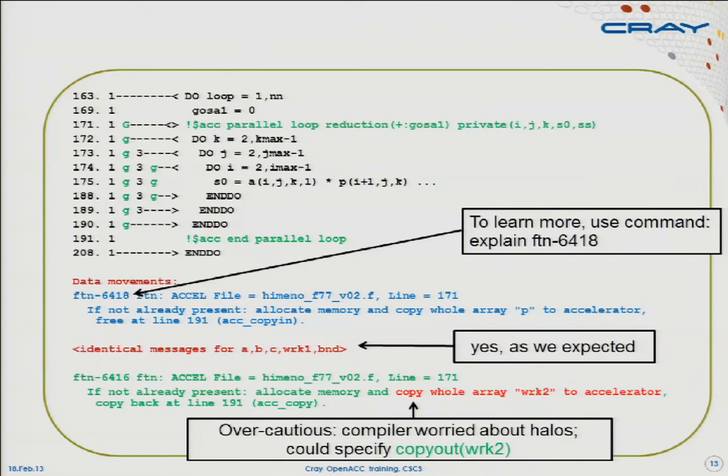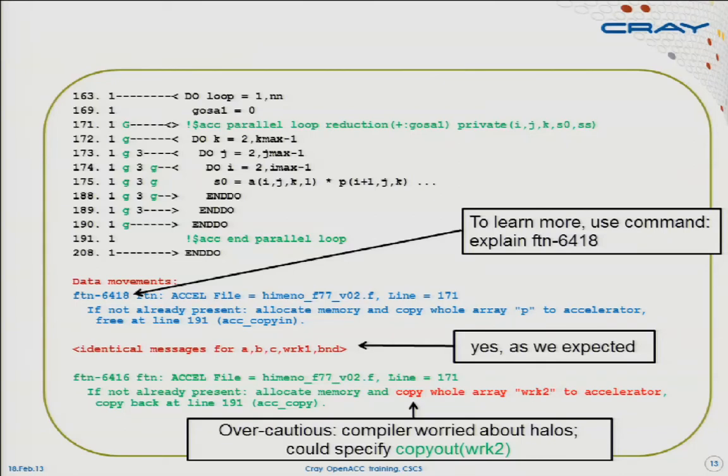Underneath this source listing, you'll find a set of measurements, a set of messages. Each of them has a little thing at the beginning that you can use the explain command for. It gives you the line number. And it says at the start, if it is not already present, allocate memory and copy the whole array P to the accelerator. And at line 191, the end, you should free that memory, but not copy it back. That's the copy-in directive it's telling you. And the identical messages for the other arrays.